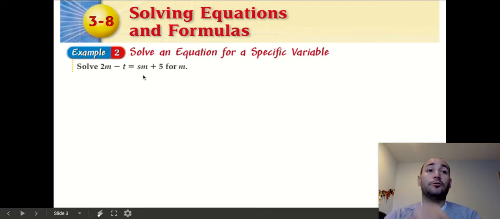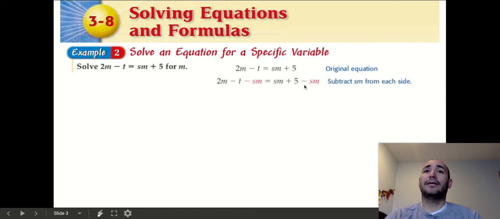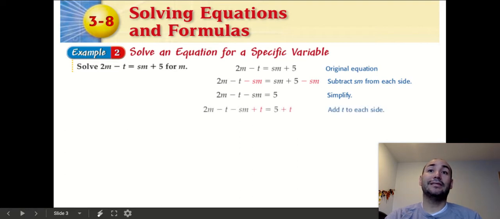So I'm going to get rid of this one on this side by subtracting sm. I'm going to take my original equation and subtract sm from both sides. sm minus sm will zero out, and it leaves me with 2m minus t minus sm equals 5. Now, again, to try to get the m's by themselves, I'm going to get rid of this t here. The opposite of subtracting t is adding t.